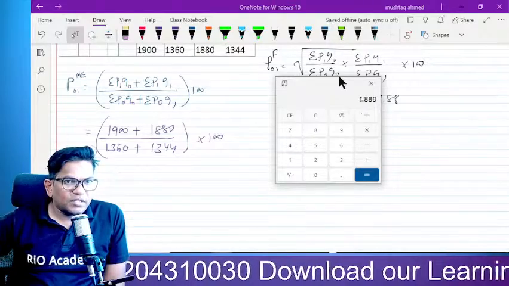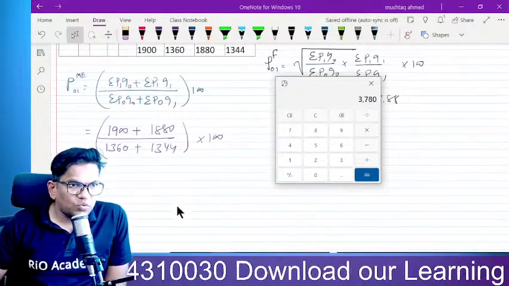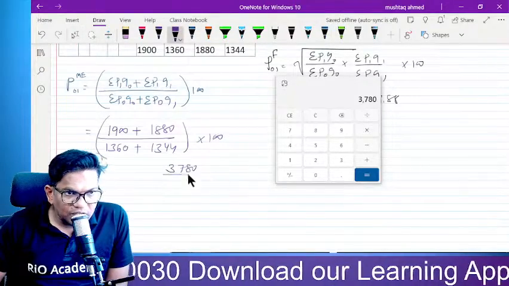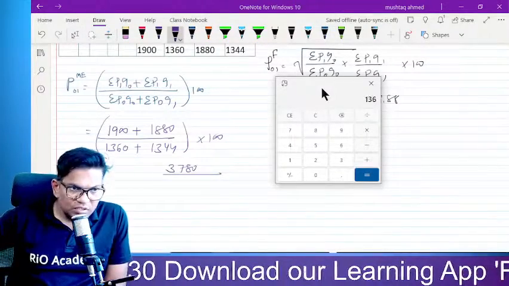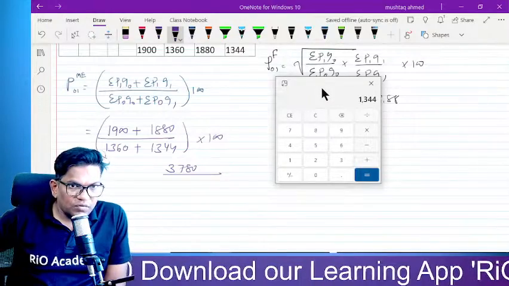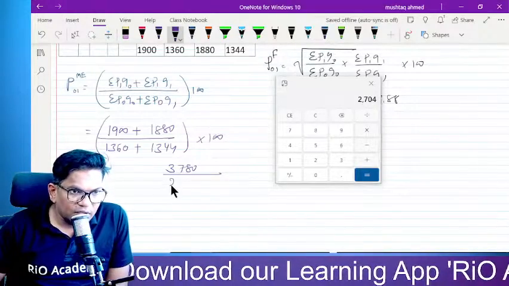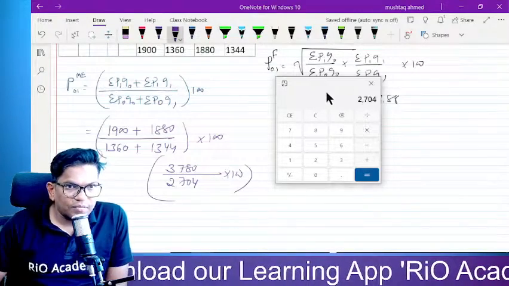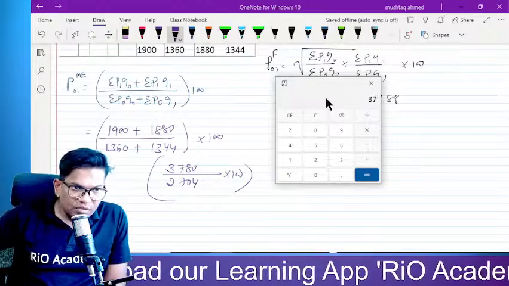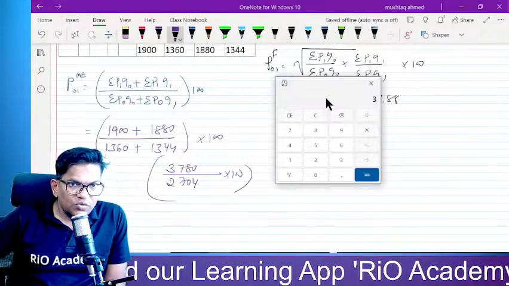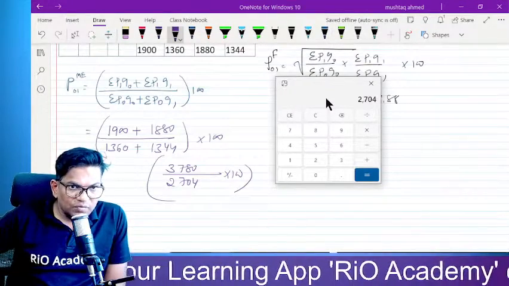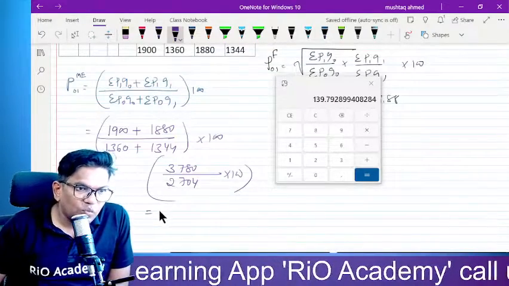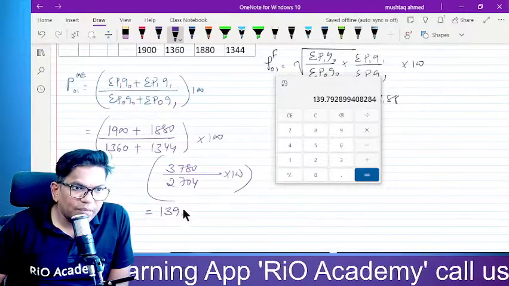1900 plus 1880. That is 3780. 1360 plus 1344 is 2704. Three seven eight zero divided by 2704, into 100, how much will it come? 139.79.